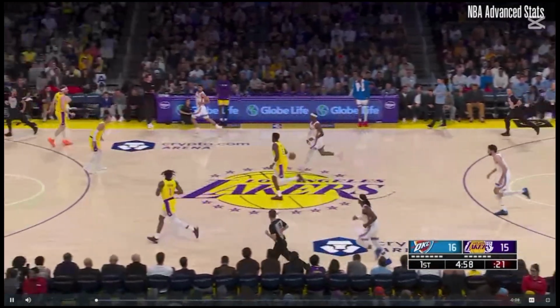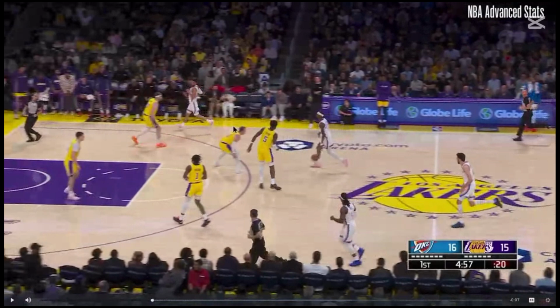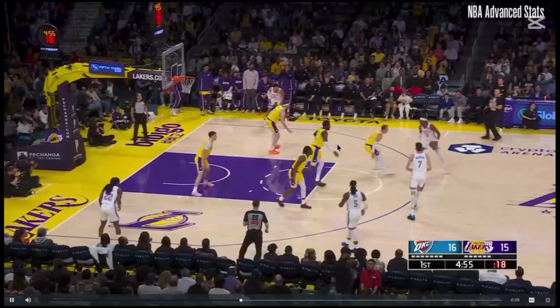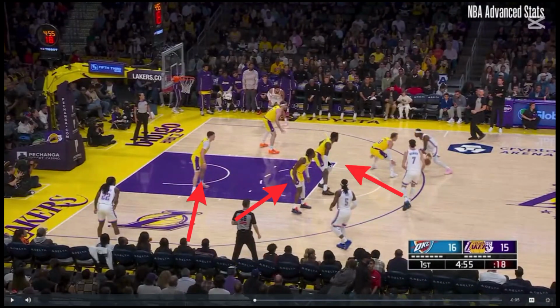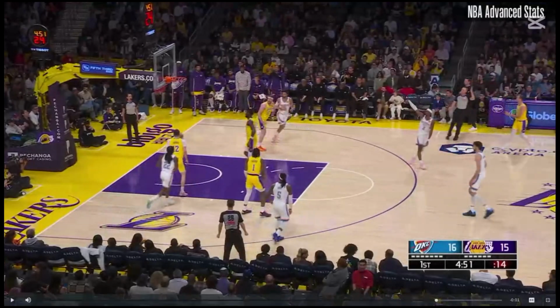Shai's second shot is in a transition situation where he's going to be picked up by Luke Kennard. If you compare Shai and Luke Kennard, Shai has more length, as in he has a larger wingspan, and he has more height. He's taller than Luke Kennard. If you look at the spacing, there's three to Shai's left side and one to his right side. And so Shai, knowing that, decides to shoot this shot.